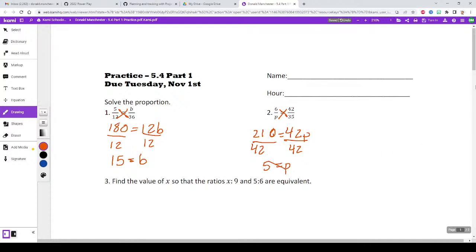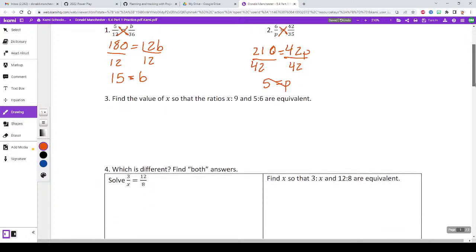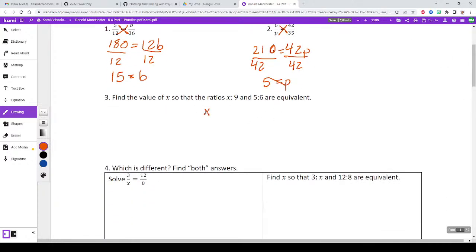We want to know what value will make this equivalent. So we're going to go x over 9 equals 5 over 6. Cross multiply. That's going to give us 6x equals 45. Divide both sides by 6. That's going to give us x equals 7.5.